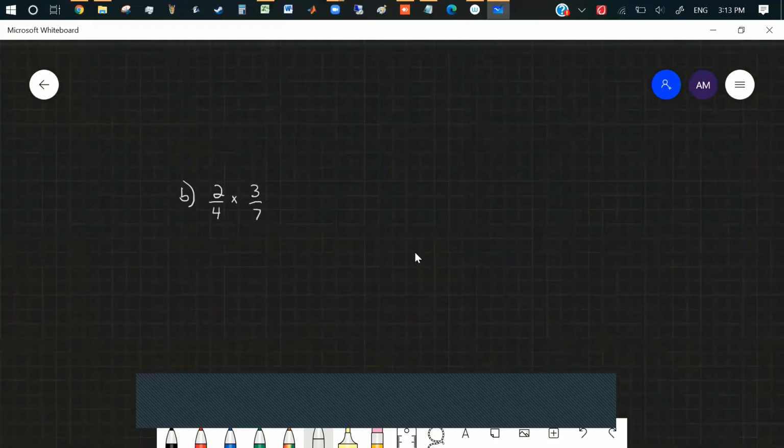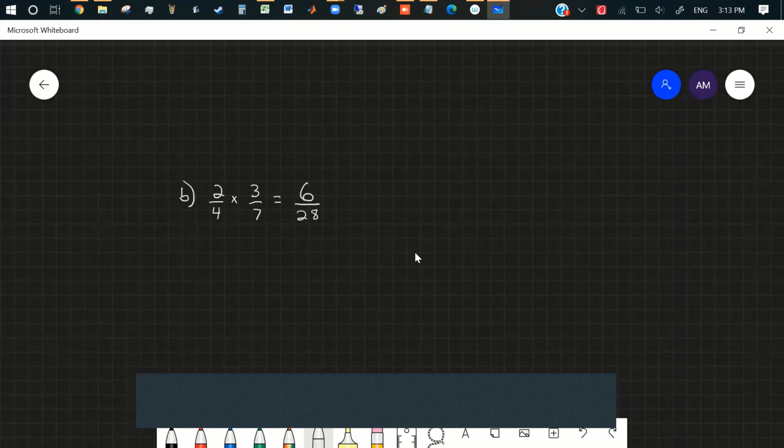In this next example, there's no difference. It's basically the same thing. So we can just multiply the two numerators, 2 times 3, which makes 6. Now the two denominators multiplied together make 4 times 7, which is 28.